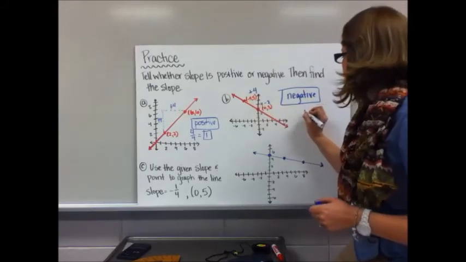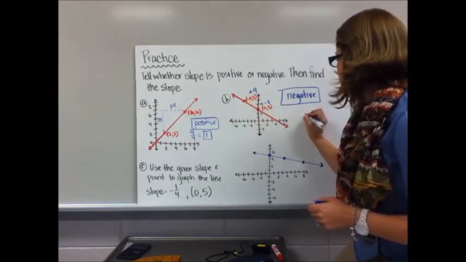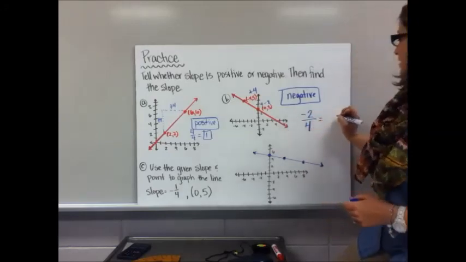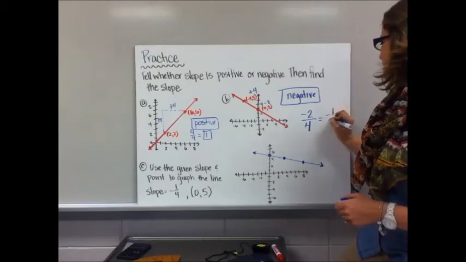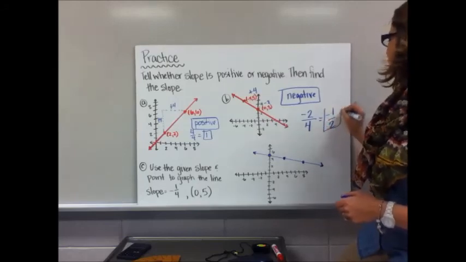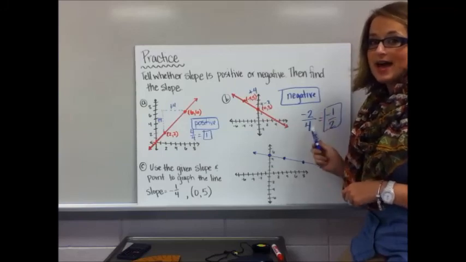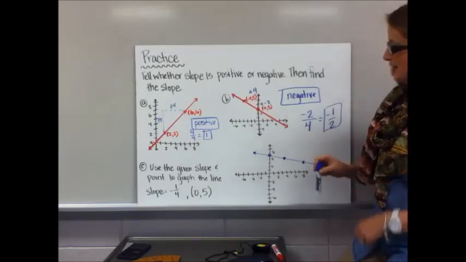Okay, so the rise goes on top, negative 2 over the run. Negative 2 over 4 is negative 1/2. Remind me in class to tell you why I said I have a mess right there.